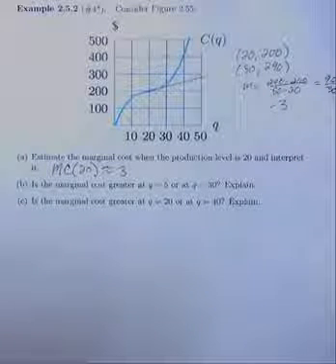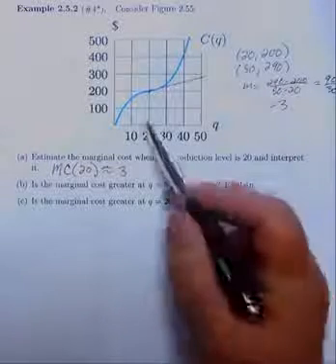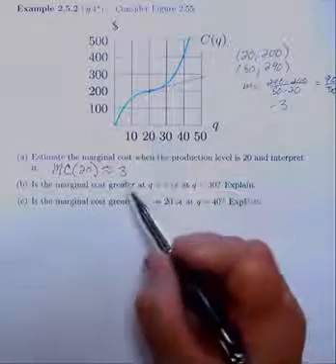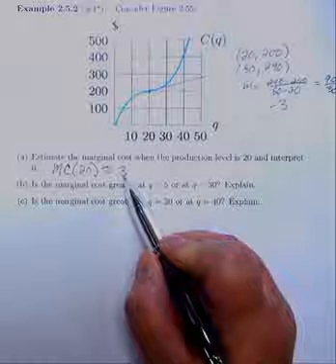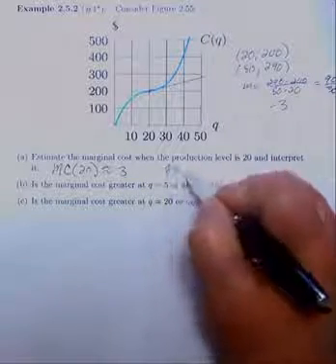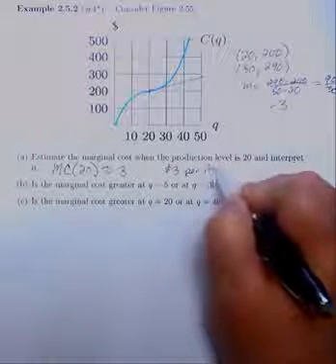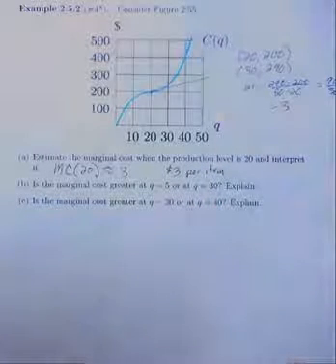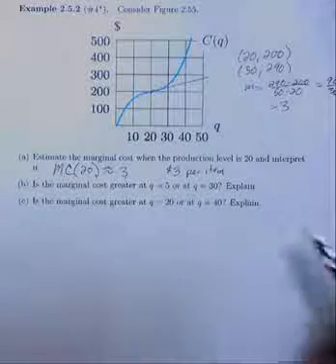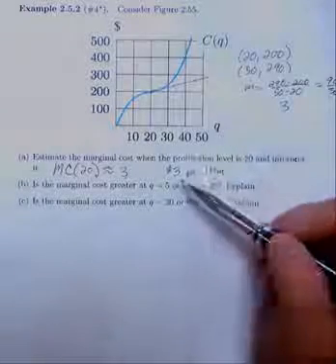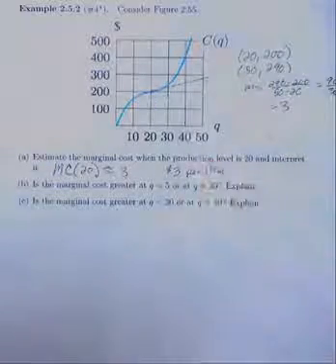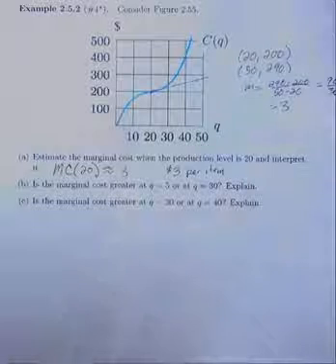And interpret it, that means that when we're at our production level of about 20, we can expect additional cost of about $3. So $3 per item of additional cost. And that's the interpretation. So we can expect if we were to produce 21 items, we can expect the cost to be about $203.